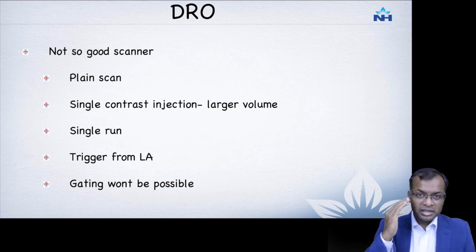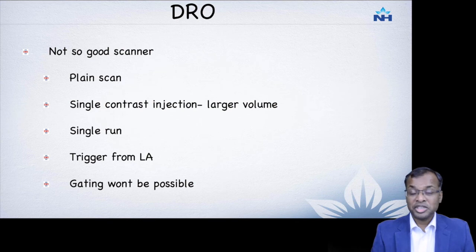And always go from top to bottom in this scenario so the contrast catches up by the time the scan is reaching the lower limbs. Gating, of course, will not be possible and you may be getting some artifacts.